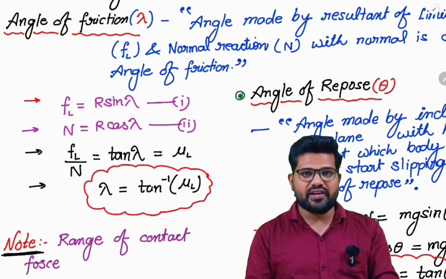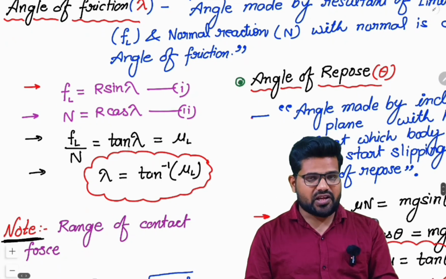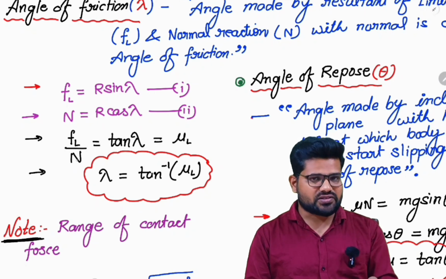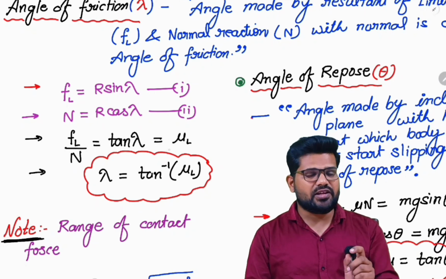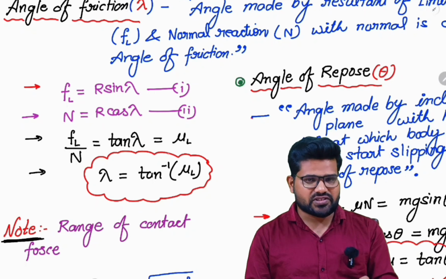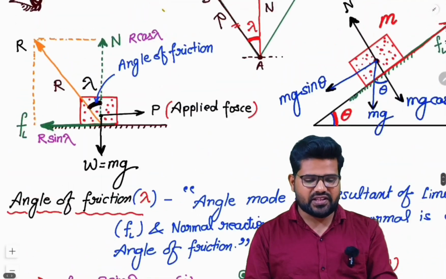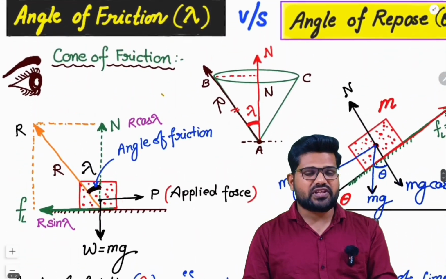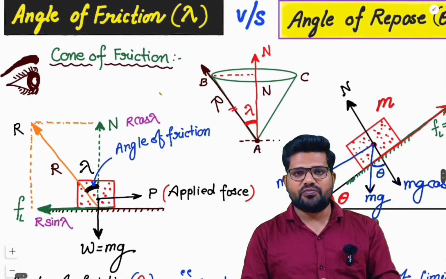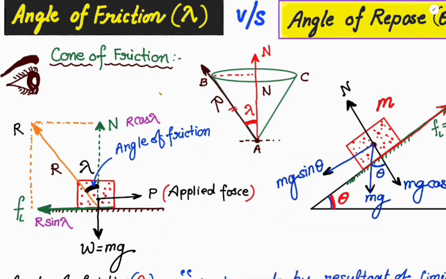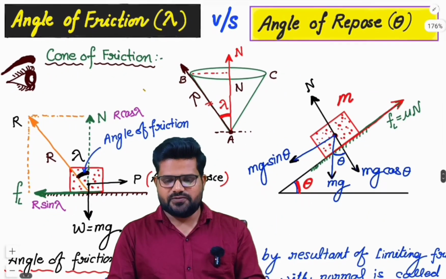If you divide these two, you will get tan lambda. Tan lambda equals frictional force in limiting state upon normal reaction. That is a constant for the surface known as the limiting value of the coefficient of friction. So we can say tan lambda equals mu_L, or lambda equals tan inverse mu_L. In another way, we can say the angle of friction is basically the tan inverse of the coefficient of friction. If you know the value of the coefficient of friction, then you can easily evaluate the value of the angle of friction.